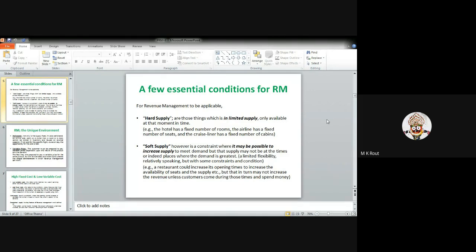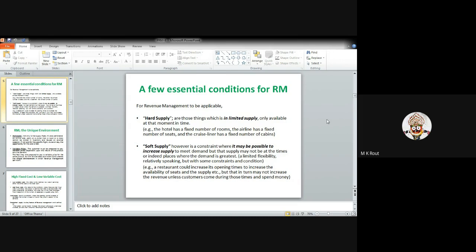In this case, you can go for limited flexibility, but with some other constraints and conditions applied. For example, in a restaurant with increased opening time, during that time the restaurant has increased the capacity, especially the seating arrangement. Even in the supply of food, they have increased the number of dishes. But if they do not maximize the revenue, in that case they customize or optimize the inventory as well as the supply.